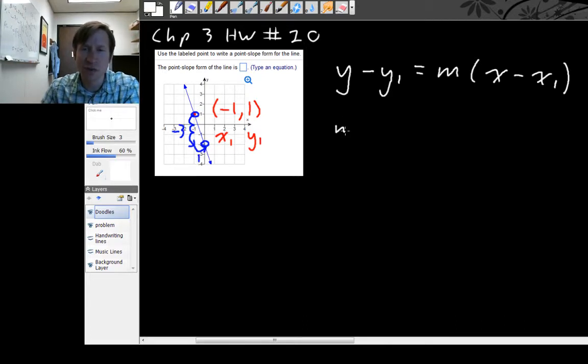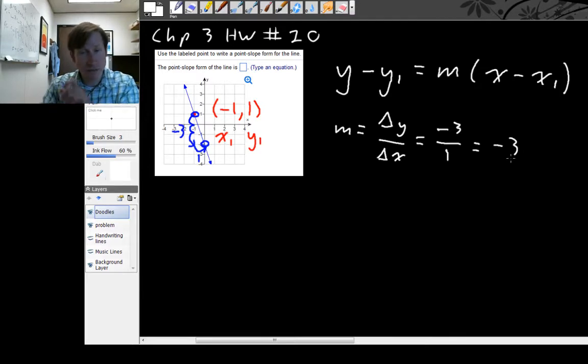So our slope is, right, slope is always delta y over delta x. And in this case, delta y is -3 and delta x is 1, so our slope is -3. All right, now we have everything we need for our equation. We can just put everything in.